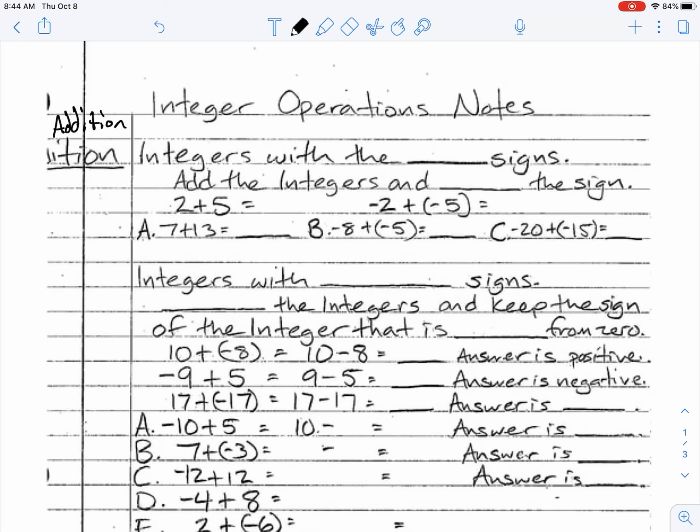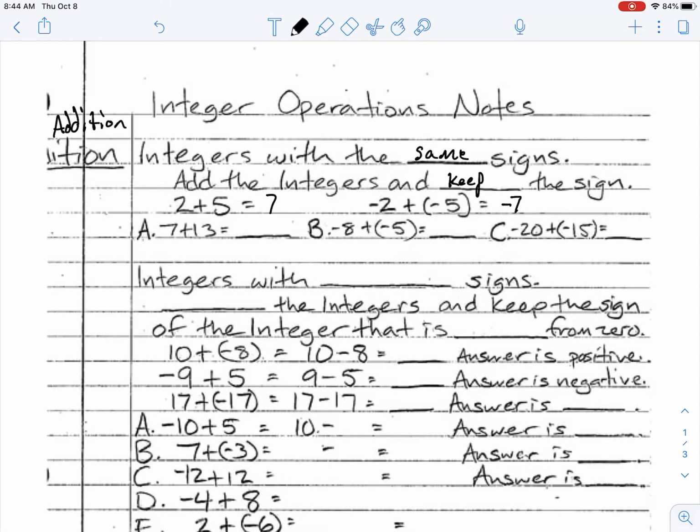So when we are adding integers with the same sign, we're going to add together the two numbers and then keep whatever sign both of them have. So here for our first example, we've got 2 plus 5, that's going to equal 7. And then negative 2 plus negative 5, well, if we follow the rule up above, we add the integers there, so that's going to be 7, because 2 plus 5 is 7, but they're both negative, so we're going to keep that negative tacked on there.